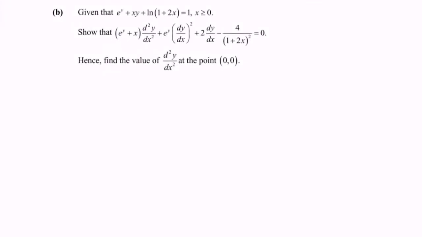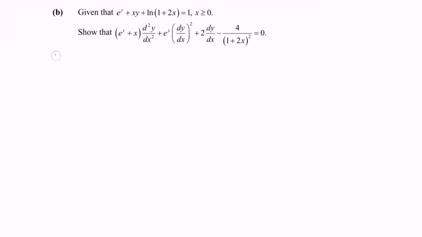So kindly focus on the question B. Given that e to the power y plus xy plus ln bracket 1 plus 2x is equals to 1, where the x must be greater than or equals to 0. Show that the situation given. Hence, find the value of the second derivative at the point 0, 0. So we have two parts. Let's focus on the part 1, show the situation.